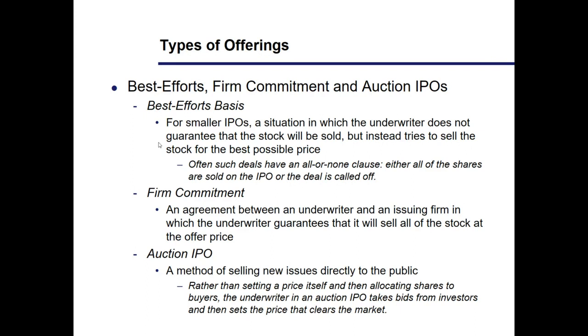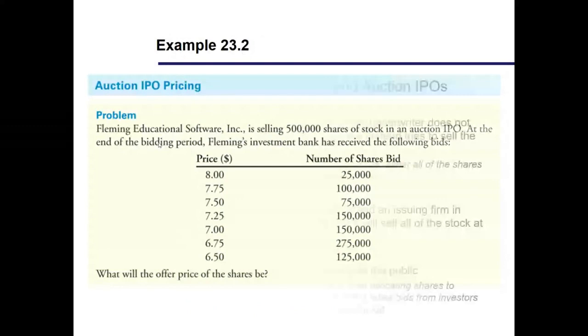What we can do also is what we call the auction IPO. I think in Vietnam, when some state-owned enterprises partially privatize their shares, often they do the auction IPO, the method of selling a new issue directly to the public and setting the price from the auction market. People bid, investors set the price, then they clear the market. How do we do the IPO pricing on an auction basis?